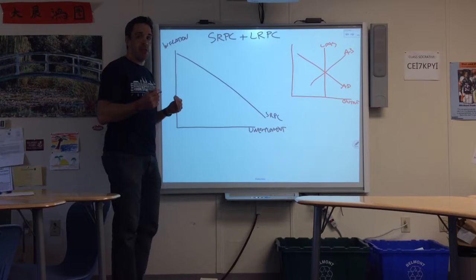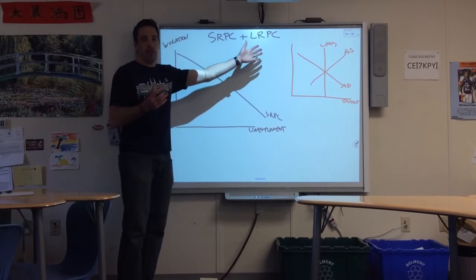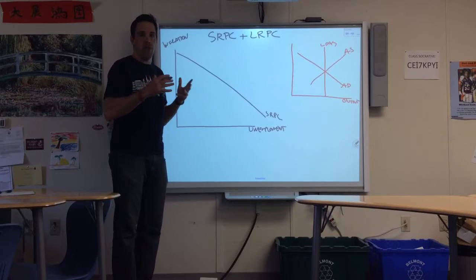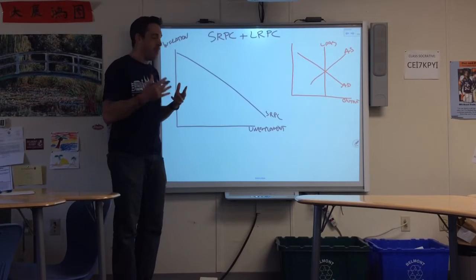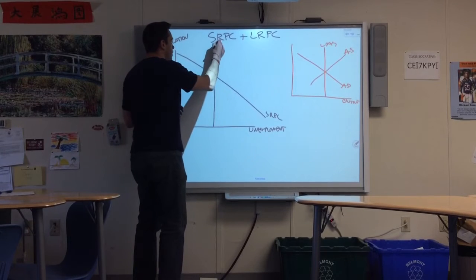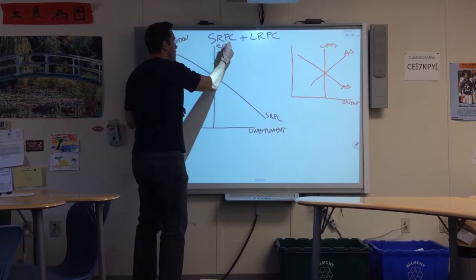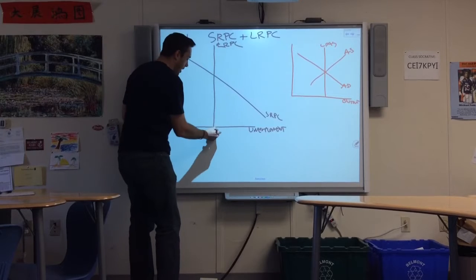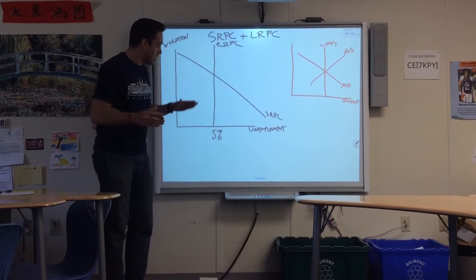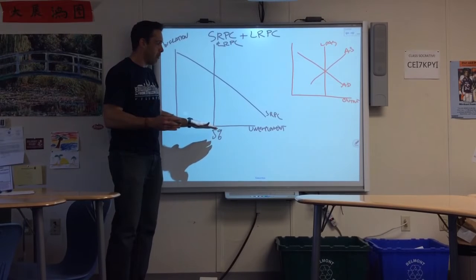In the long run Phillips curve, as we know from the long run aggregate supply, in the long run, there is no trade-off between inflation and unemployment. We're at the natural rate of unemployment. So the long run Phillips curve looks like this. And depending on the economy, we'll call it 5%. This is the natural rate of unemployment in the long run.